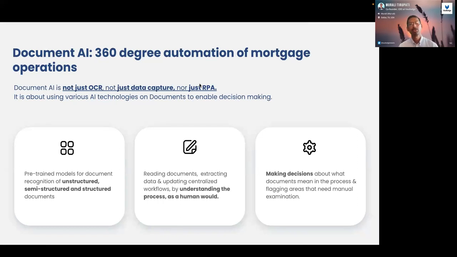Yeah. And Vishal, thanks for taking that question and addressing how document AI is different from conventional OCR. That question gets asked to me a lot of times. And your analogy is great.